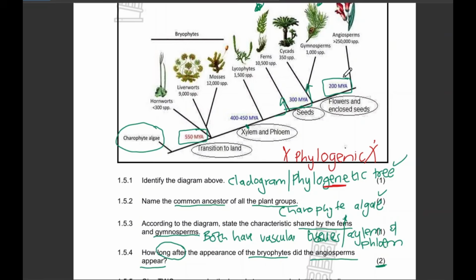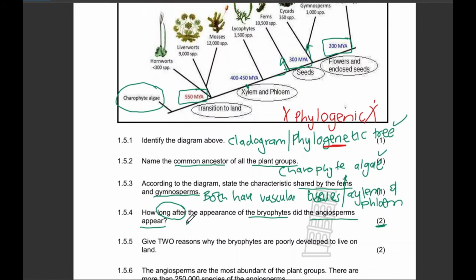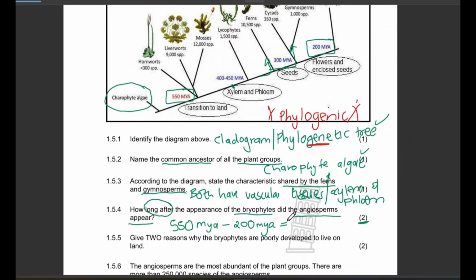The angiosperms appeared 250 million years ago. So what we're going to do, we're then going to take 550 minus 250, and the answer will be 300 million years, because how long after? So that will be million years. Okay, it's actually supposed to be in capital letters.